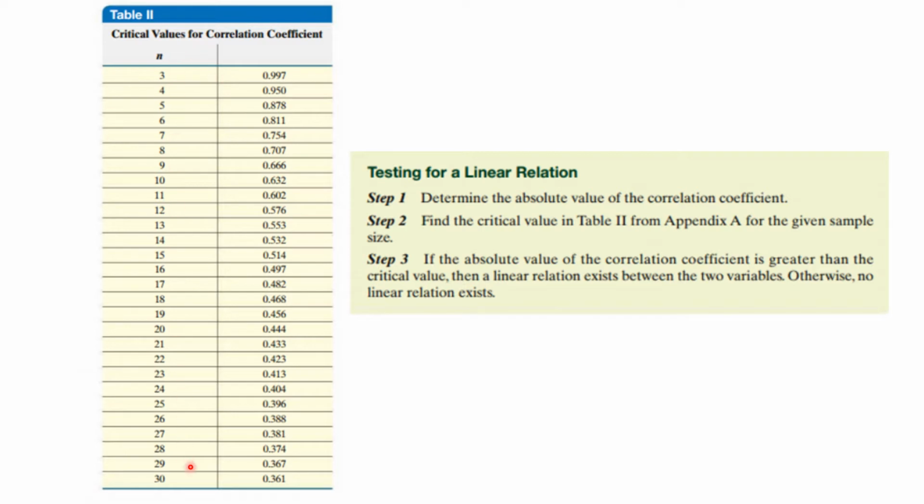So this is the sample size, and this is the correlation coefficient that you get through the calculations that we've talked about. Again, testing for the linear relationship, you determine the absolute value of the correlation coefficient that you have. Find the critical value from Appendix A for the given sample size. So you look at the sample size and find the critical value. These are the critical values. If the absolute value of the correlation coefficient in your data is greater than the critical value, then a linear relation exists between the two variables. Otherwise, no linear relation exists.